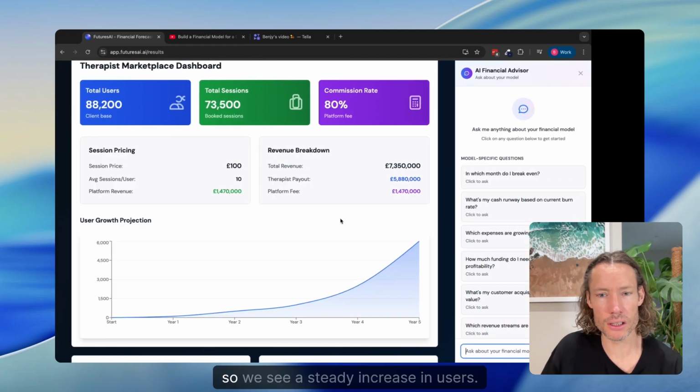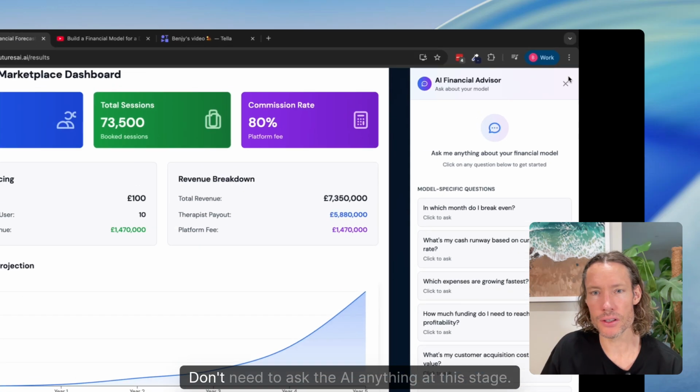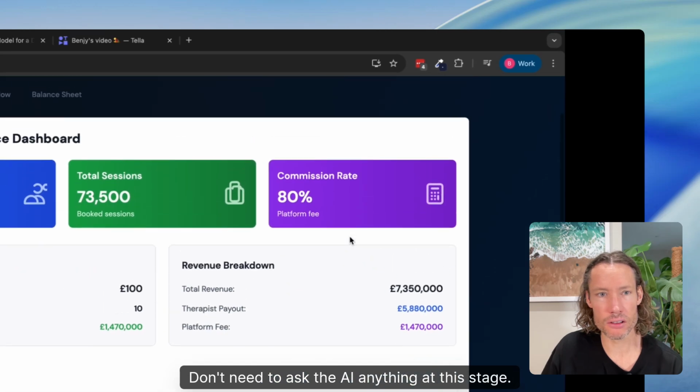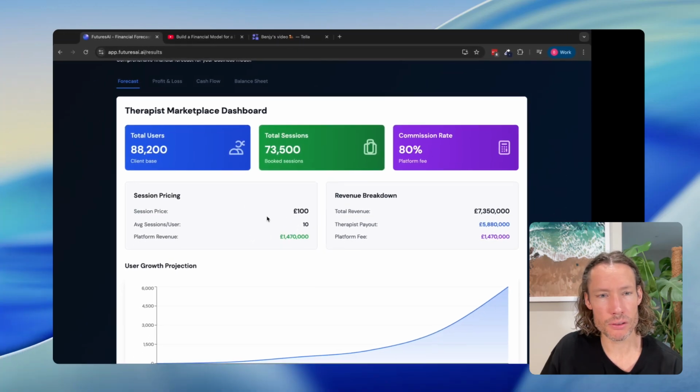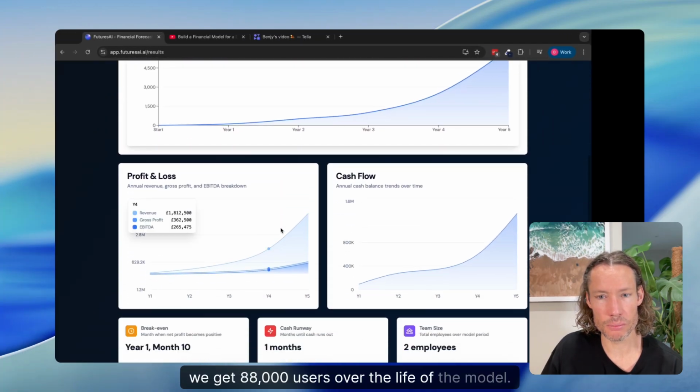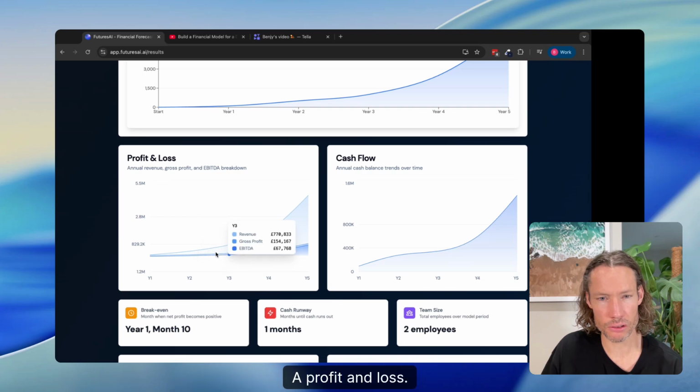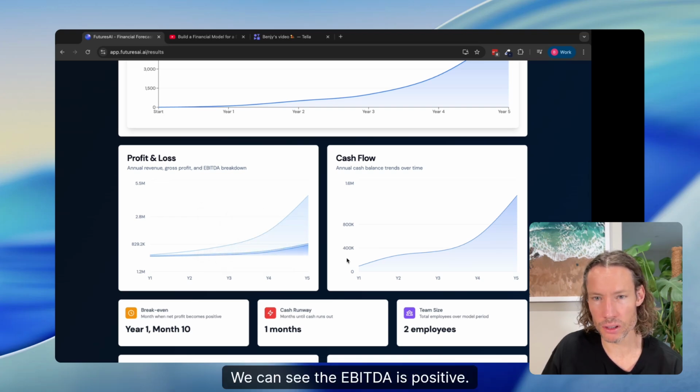Cool. Okay, so we see a steady increase in users as per the assumptions I set. Don't need to ask the AI anything at this stage. We get 88,000 users over the life of the model. Okay, our profit and loss, we're nicely in profit. We can see the EBITDA is positive.